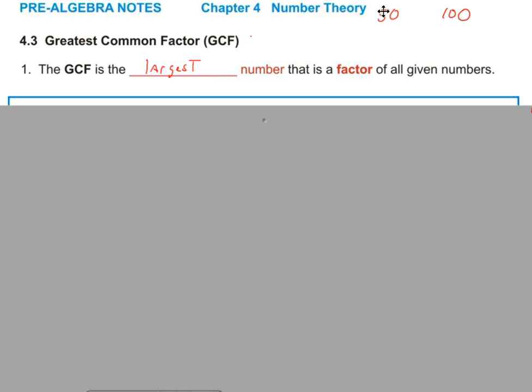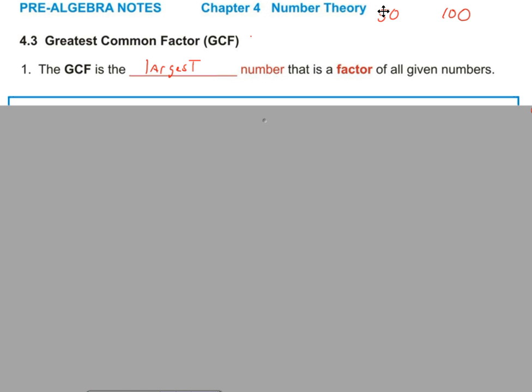Of course, you could use the same word. You could use greatest, right? That's why it's called the greatest common factor. They didn't want to use largest because, remember, tomorrow is the least, and it'd be too confusing. All right, so they use G for greatest. But the GCF is the largest number that is a factor of all the given numbers.